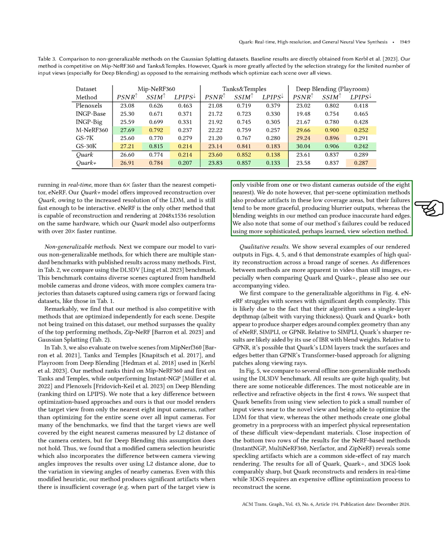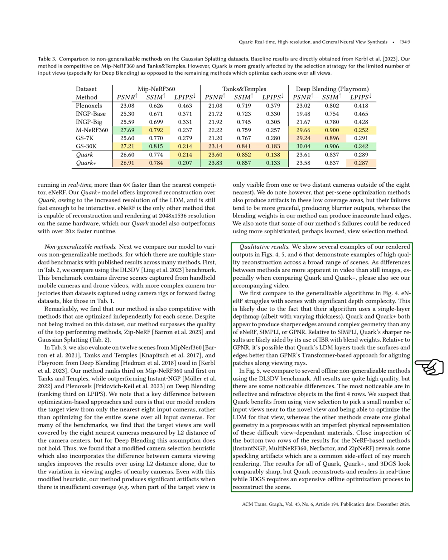For qualitative results, we present several examples of our rendered outputs that showcase high-quality reconstructions across various scenes. We note that differences between methods are more visible in video than in still images, especially when comparing Quark and Quark Plus. In our comparison with generalizable algorithms, we observe that NRF struggles with scenes that have significant depth complexity, likely due to its use of a single-layer depth map. Both Quark and Quark Plus produce sharper edges around complex geometries compared to NRF, SimpleNeRF, or GPNR. Quark's sharper results may be due to its use of image-based rendering with blend weights.